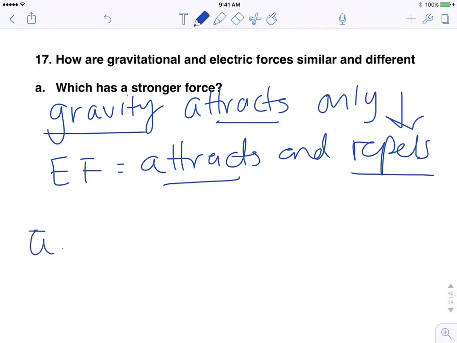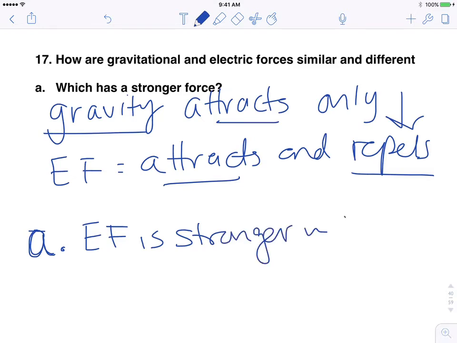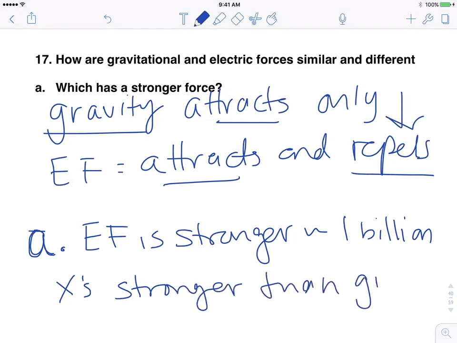Okay? Which force is stronger? Well, we figured this out when we were doing our electrostatics jigsaw activity. Remember, I had you guys starting in 3 groups. Then I had you split off in different groups with the colored papers and then come back together to your home groups and fill in that white paper. These questions come from that activity. Which has a stronger force? Well, electric force is stronger. Actually, almost 1 billion times stronger than gravity.